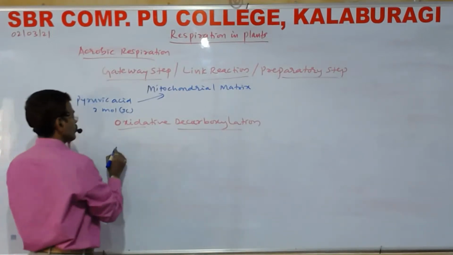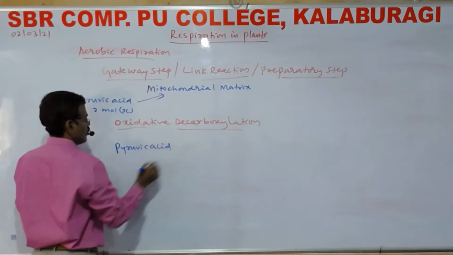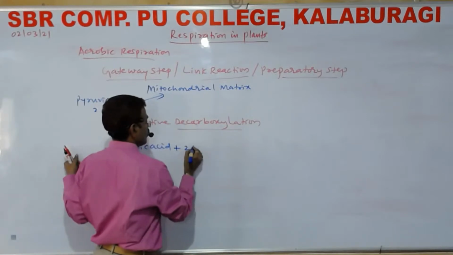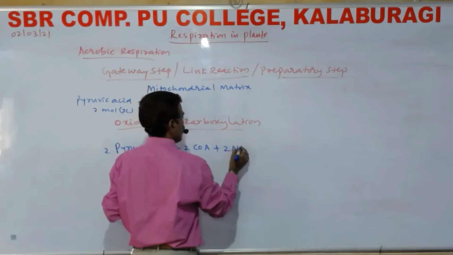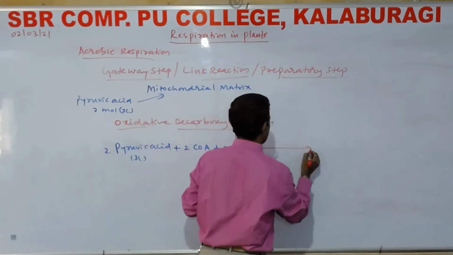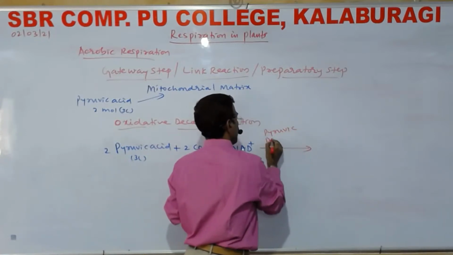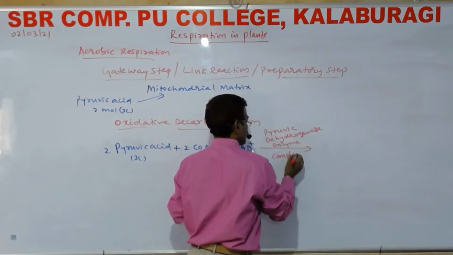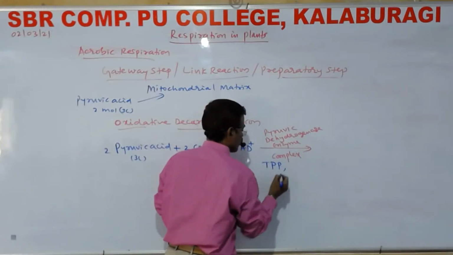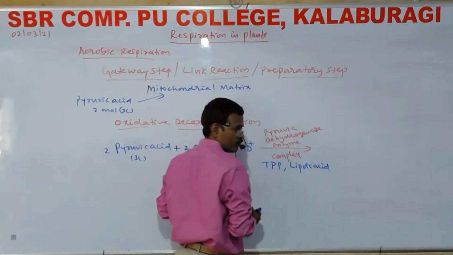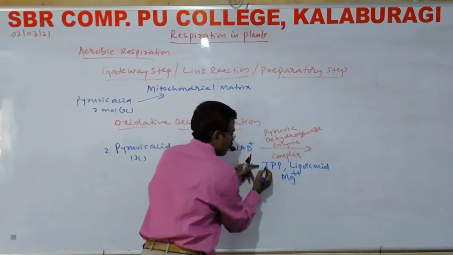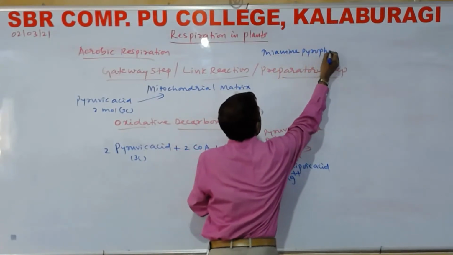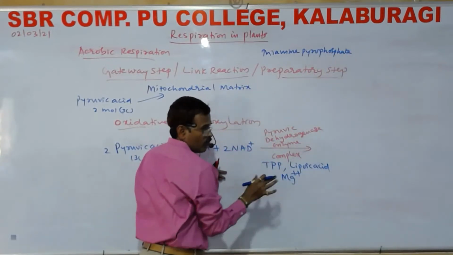So in this step, 2 molecules of pyruvic acid, 3 carbon, react with 2 molecules of coenzyme A and 2 molecules of NAD plus, with the enzyme pyruvic dehydrogenase, a very important enzyme complex, remember. Here thiamine pyrophosphate, TPP, lipoic acid, and magnesium ion are also required. These are the cofactors which are required.